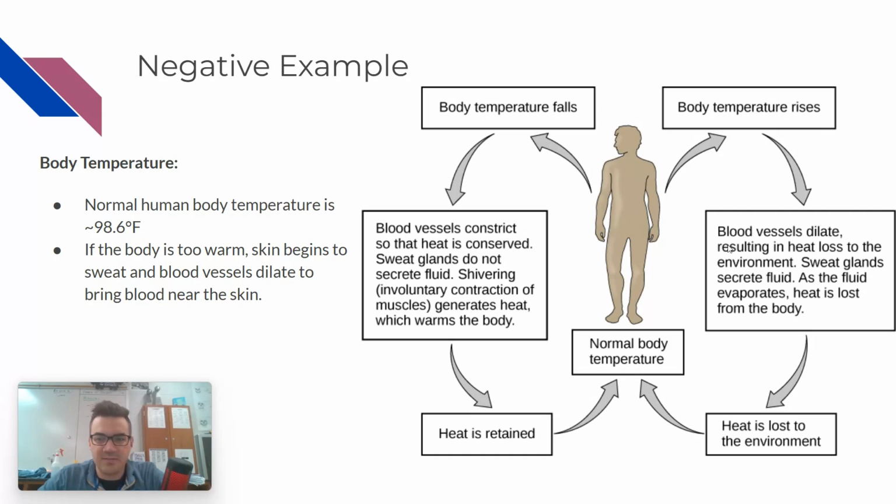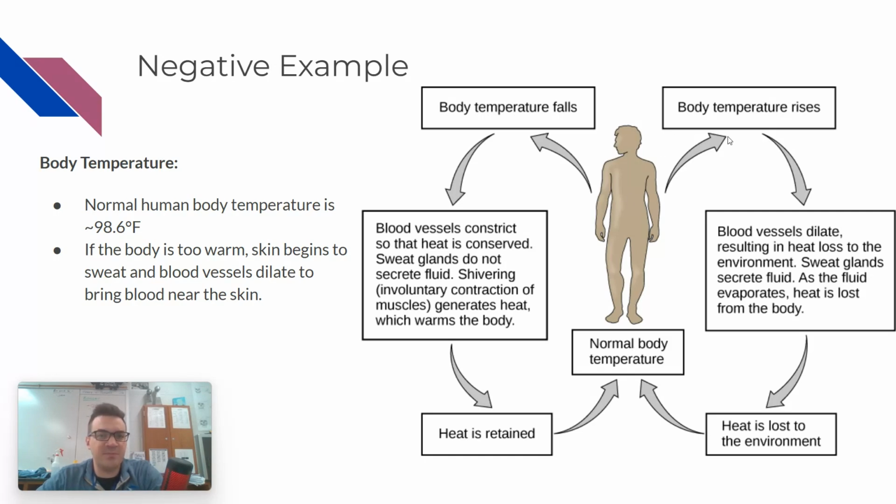Blood vessels dilate. That helps bring blood to the surface of your skin so that it can radiate heat away. Sweat glands secrete fluid so that you can take advantage of the heat of vaporization of water to draw heat energy out of the skin again. Those two things, of course, are going to help you lose heat to the environment to bring you back to a normal body temperature.